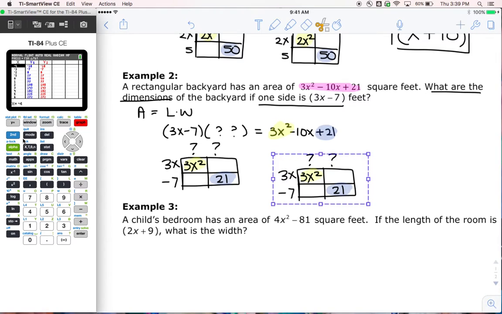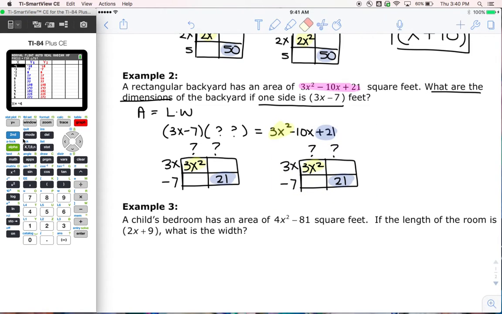So to do that, we just have to fill in the blank kind of, right? 3x times what is 3x squared? Well, just times, not 3, that'd be a 9. Just times x, right? 3x times x will give me that 3x squared. Negative 7 times what will give me 21.